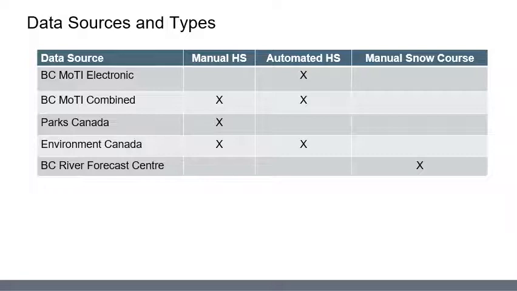Parks Canada in Rogers Pass has a robust data set at the highway elevation and up at tree line elevation, and these are collected manually going back about 60 years. It's very high quality data. And then Environment Canada is similar to the BC MOTI combined, where historic observations were typically collected manually and modern observations are collected using telemetry. So they were combined where they were located in the same spot. And then finally, the BC River Forecast Center is just manual snow course data.